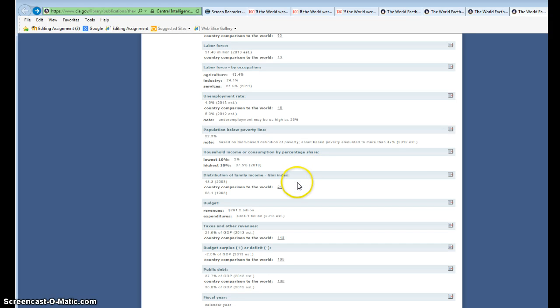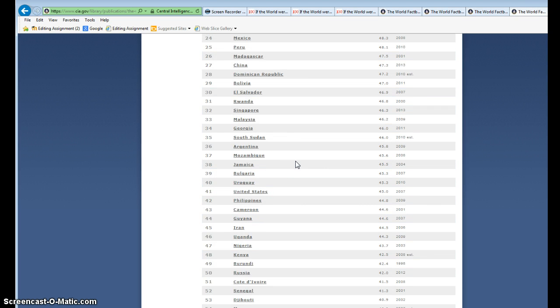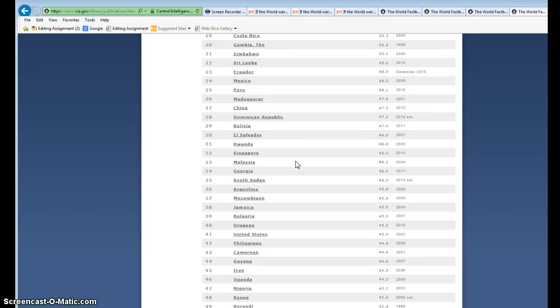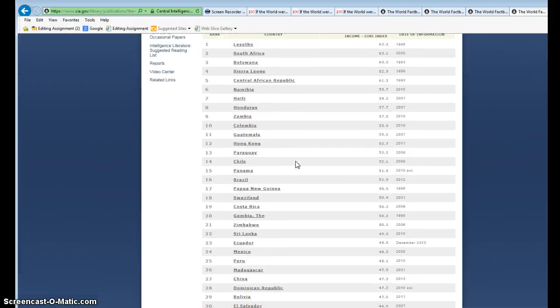Oh, here we go. So here's the Gini index for Mexico. It's 48.3. And once again, you might say, well, okay, what does that mean? Well, let's compare it to the rest of the world. So it looks like it's 24th compared to the rest of the world. So this is interesting, because if we go up, then we're actually looking at more stratification. So compared to South Africa, Mexico is actually more equal.